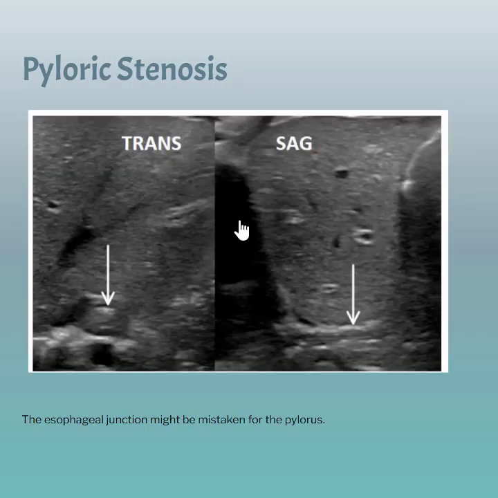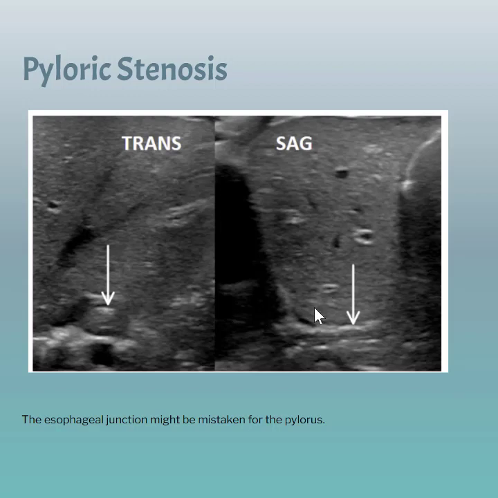If you are inexperienced at doing pyloric stenosis, it is very possible that you might mistake the esophageal junction for the pylorus. However, you need to double check where you are. We know that the esophageal junction sits anterior to the aorta, and it sits right at the superior portion of the liver, right next to the diaphragm.